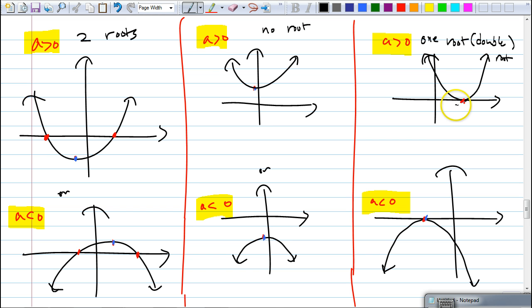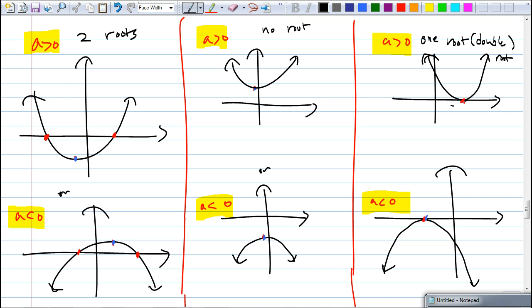Because if the vertex is on the x-axis, it will only have one root. One x-intercept, right? So that's the last case. So there are three really big cases in terms of how many roots you get. You either get two roots, or you get no root, or you get one root.